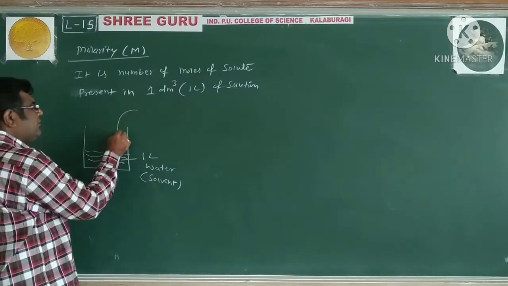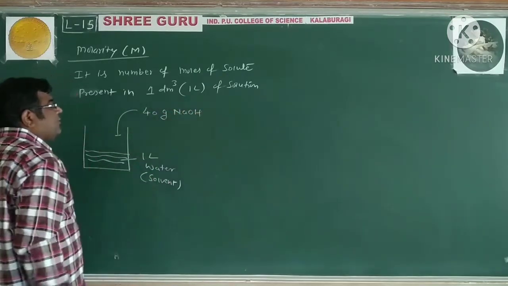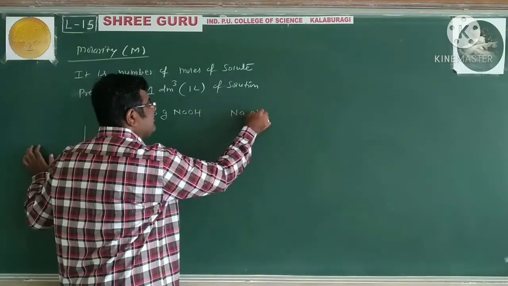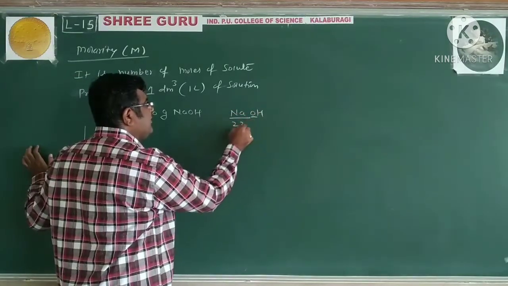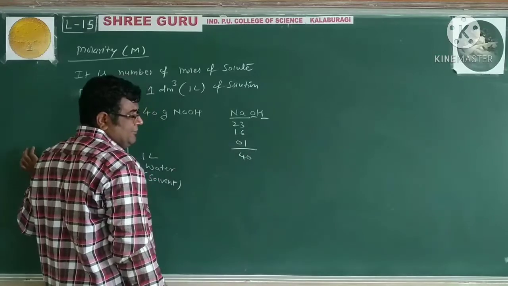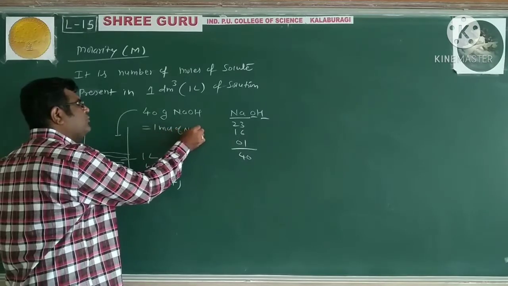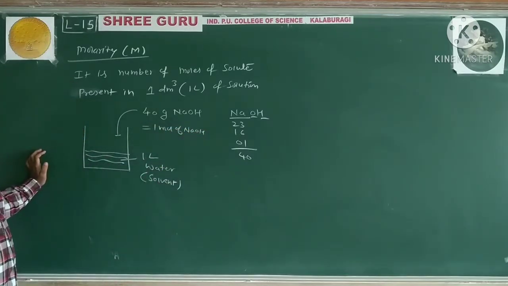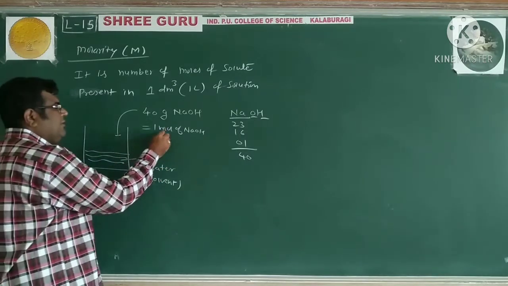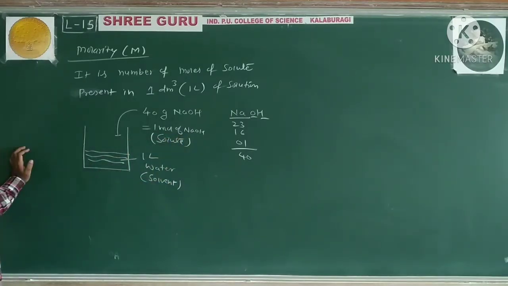Into that, we have added 40 gram of sodium hydroxide. We know that for sodium hydroxide, the atomic mass of sodium is 23, oxygen is 16 and hydrogen is 1. So this is 40. So 40 gram of sodium hydroxide is nothing but 1 mole of sodium hydroxide we are adding. When we add it, this becomes a solution. This is the solute and this is the solvent, and together they make the solution.